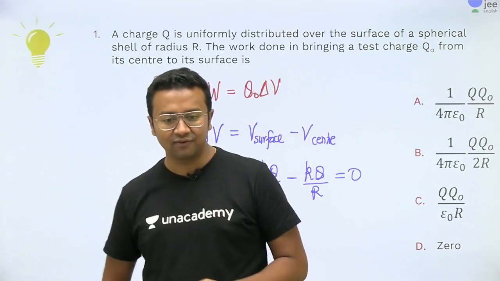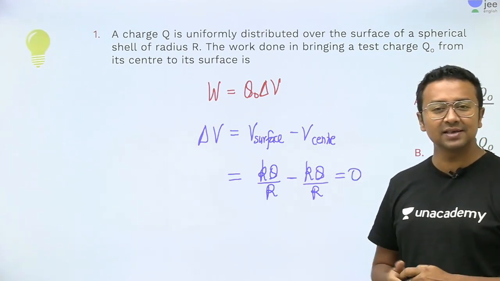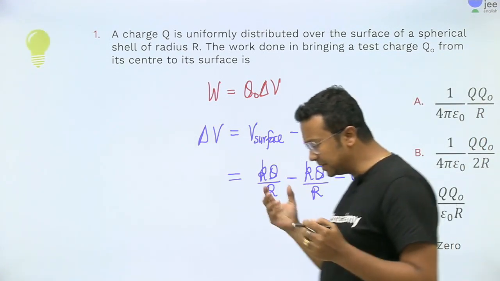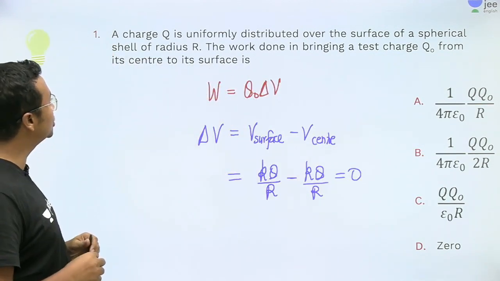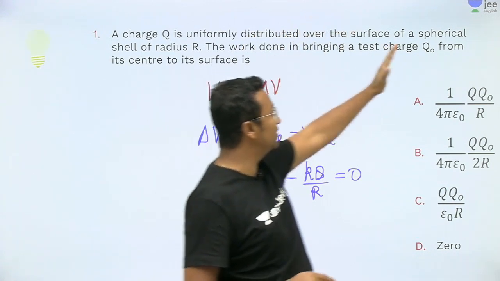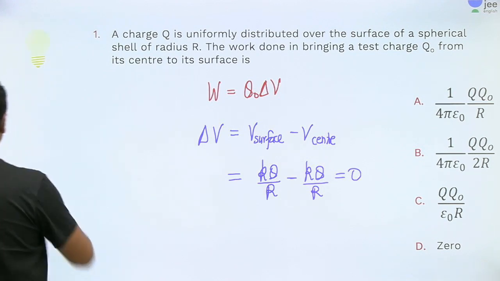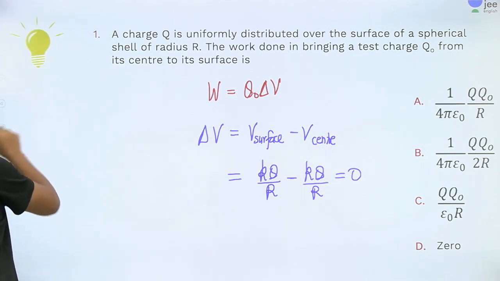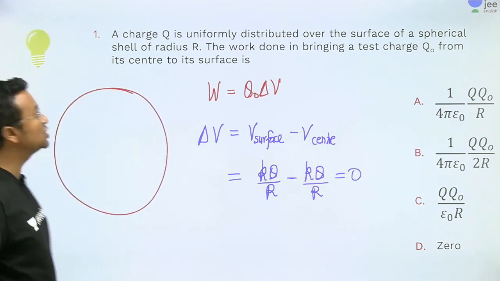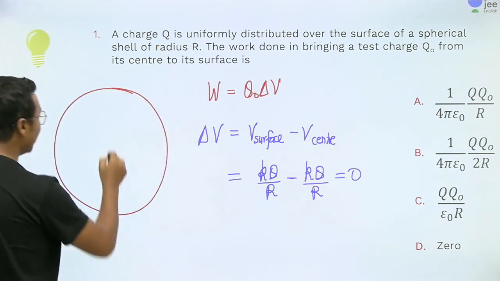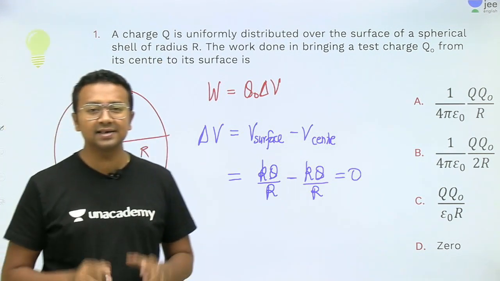Let's look at the first question. What do we have here in the first question? The question is not very difficult. It's rather very simple. It says there is a charge Q which is uniformly distributed over the surface of a spherical shell of radius r. Let me take a visual representation, I think it would be much better. So this is my spherical shell, and it has a radius r.